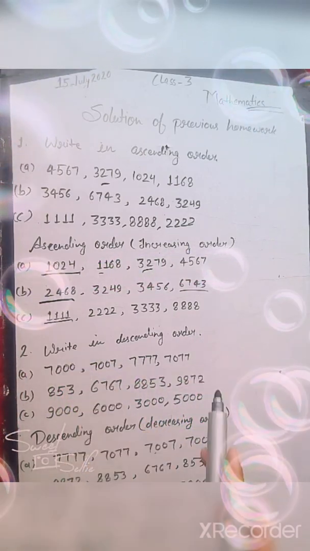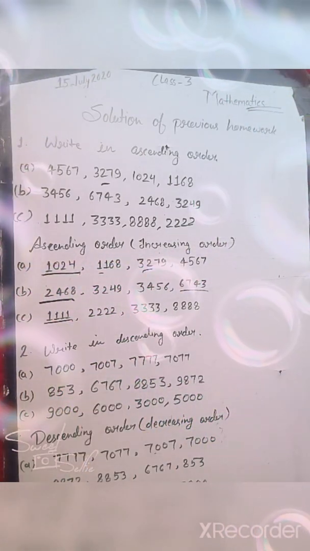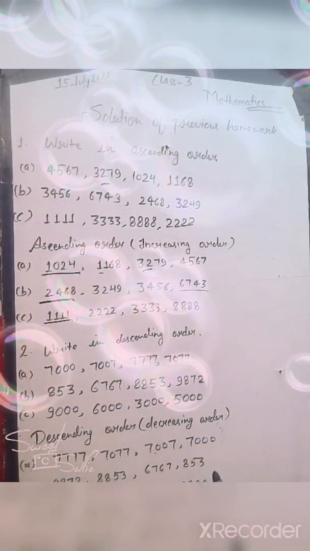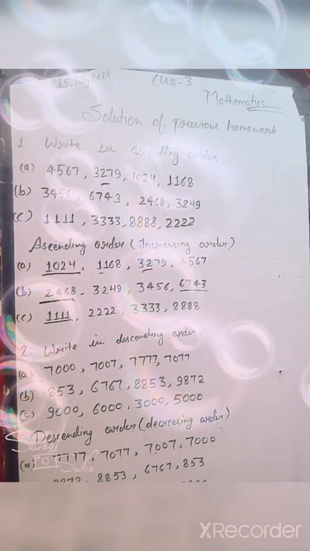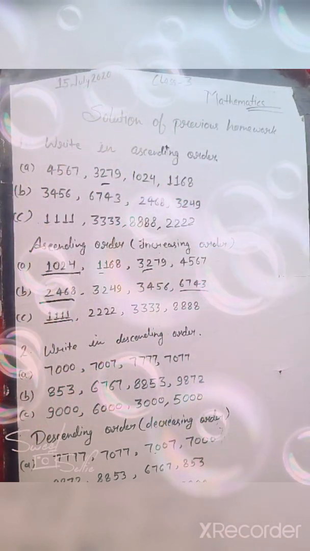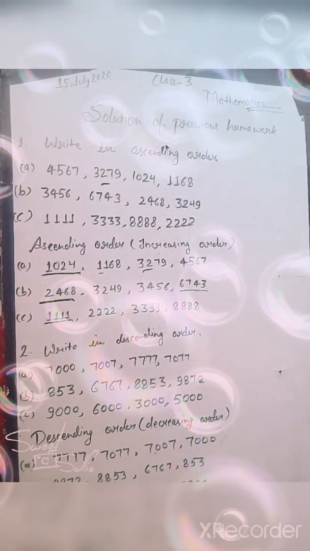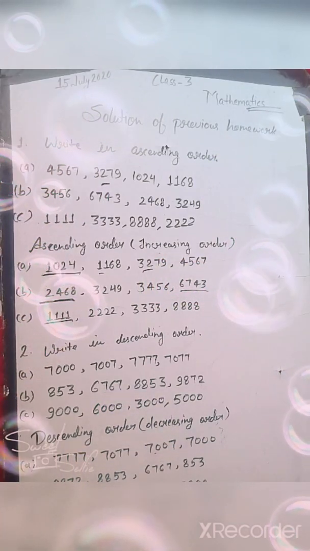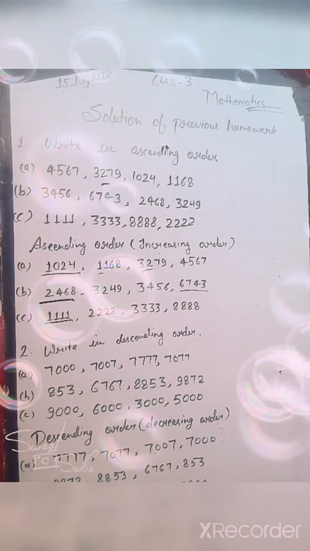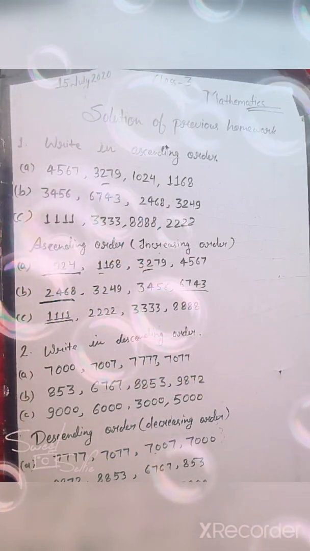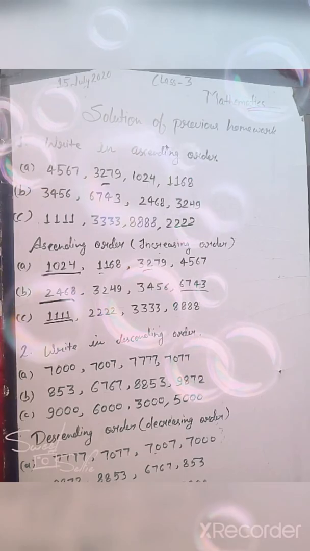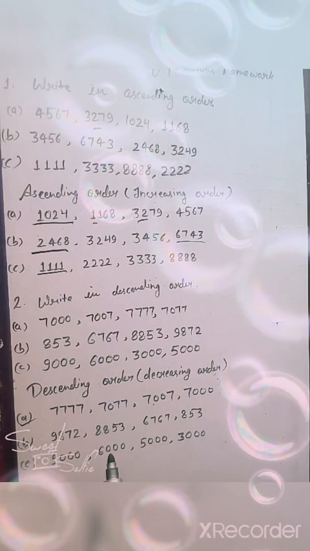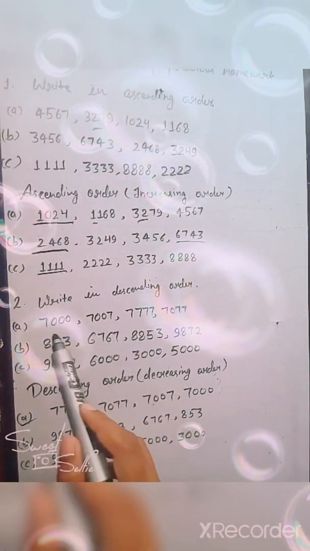Look at question number 2. Write in descending order. First is 7000, 7007, 7077, and 7777. So descending order means decreasing order, means घटते हुए क्रम में. That means सबसे बड़ा फिर उससे छोटा और लास्ट में सबसे छोटा. Okay. So for A, for writing descending order, we will choose the greatest number among these numbers.